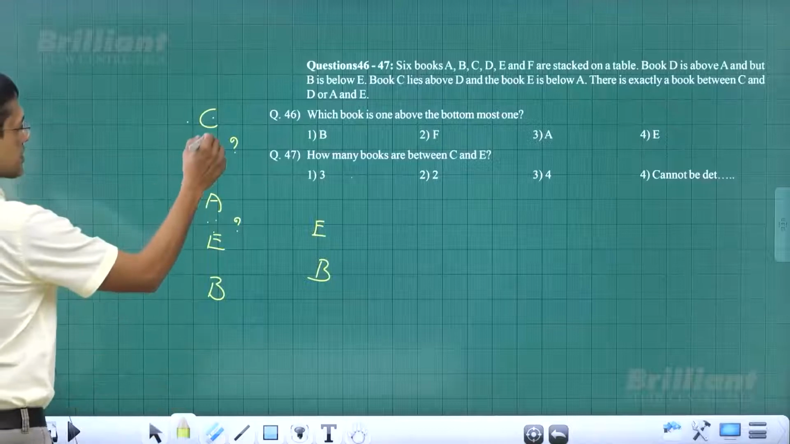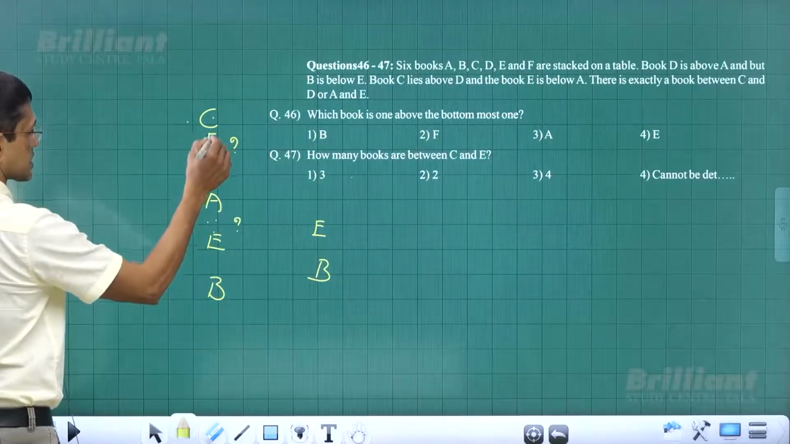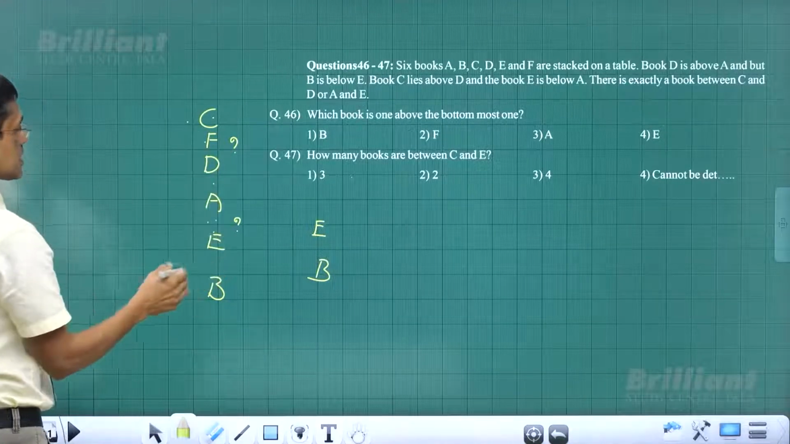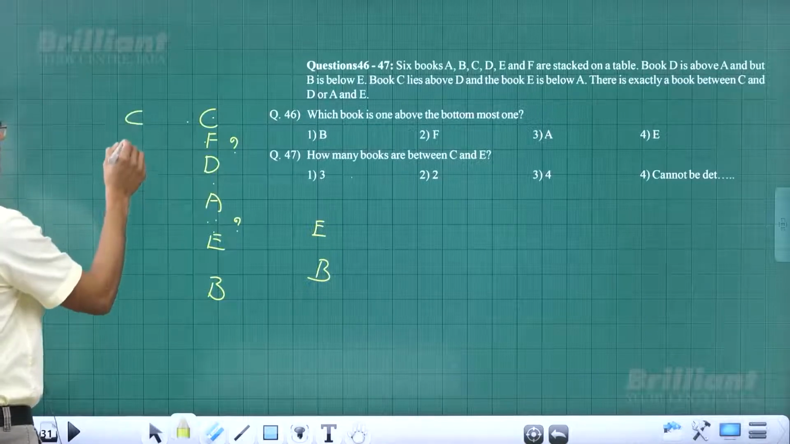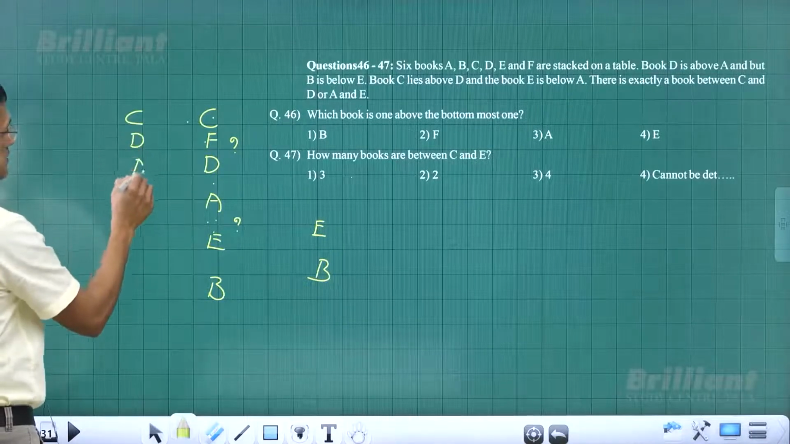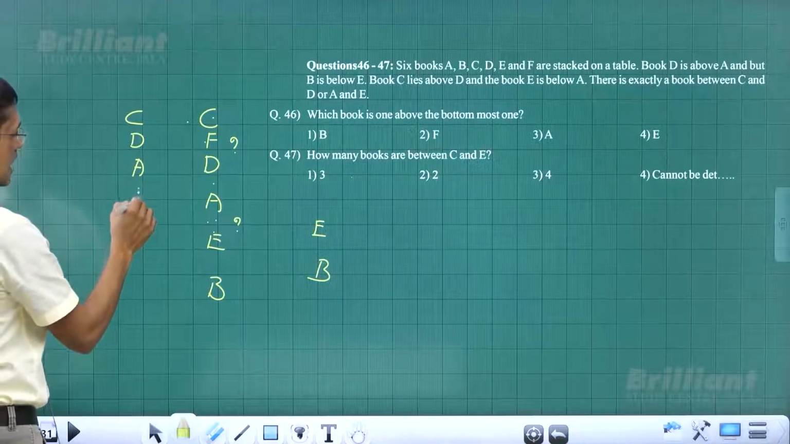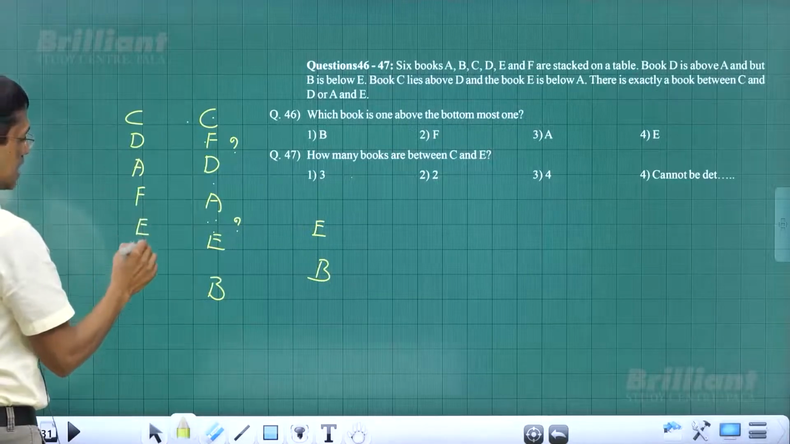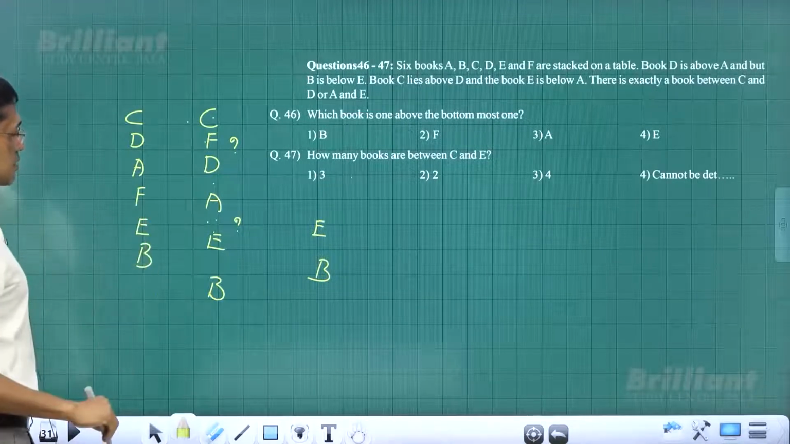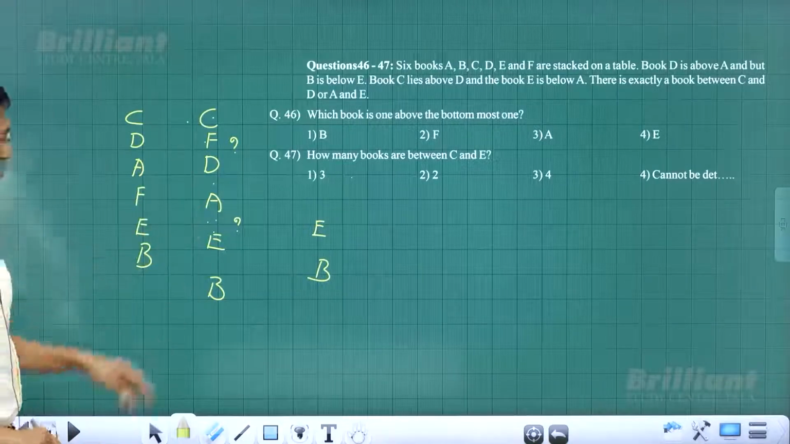Let's assume that F is here. One of the possibilities, F is here: C, F, D, A, E, B. The other possibility is C, D, A, F, E, and B. That's the second possibility. So these 2 are the possibilities we have here.